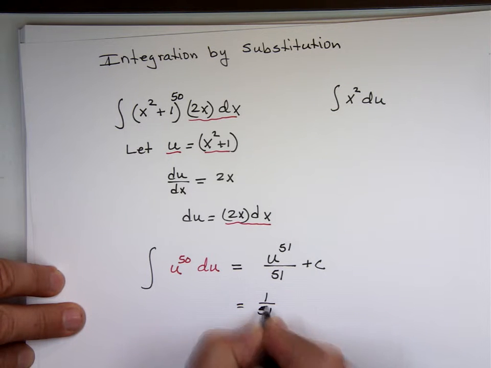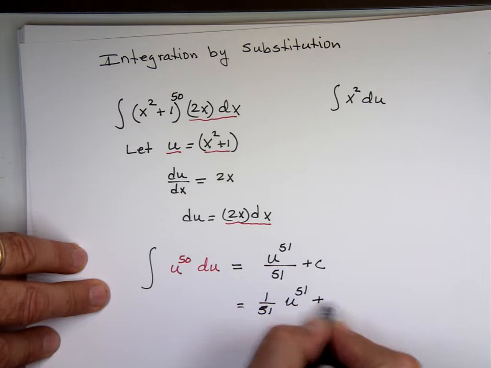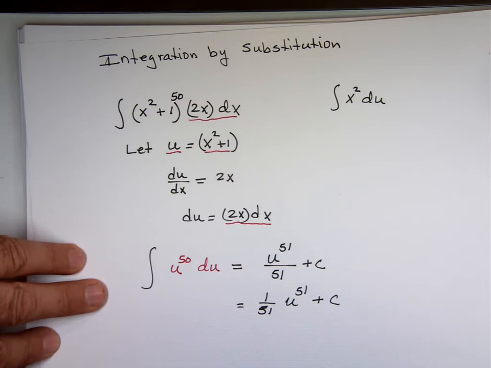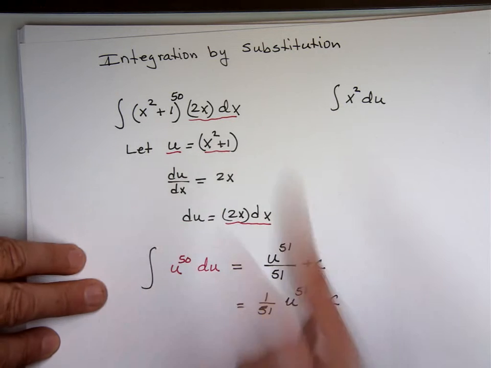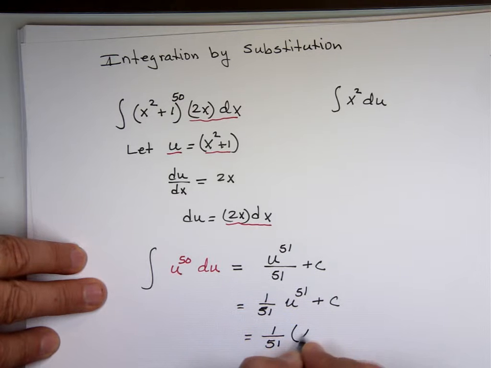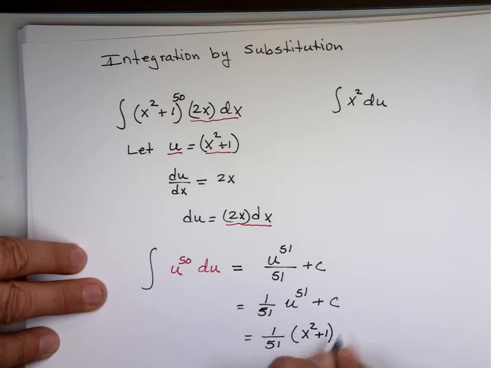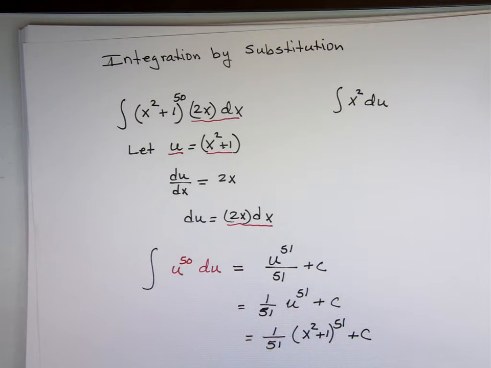Here's the good news, bad news again. When I started the problem, there was nothing in it that says u. Notice there's nothing. So I've got to change it back to x. What is u equal to? x squared plus 1. So if you put it back in, to what power? 51 plus c. So that's how your substitution is going to work. Then try to change them so I don't have to multiply this 100 times.